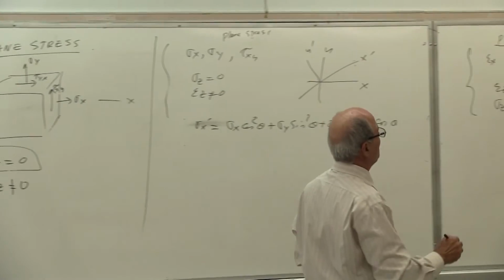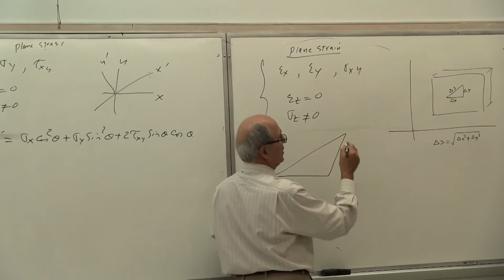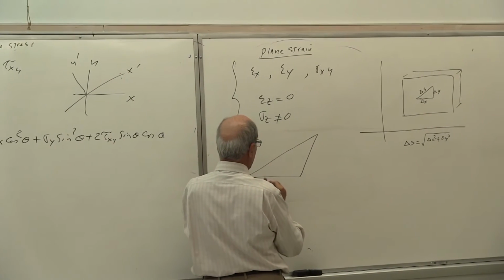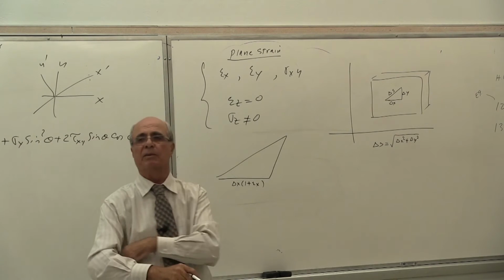This is before the deformation, after the deformation. Please write it down. This is the same triangle. This side becomes delta x times 1 plus epsilon x. Is that correct or not? Would you buy that?